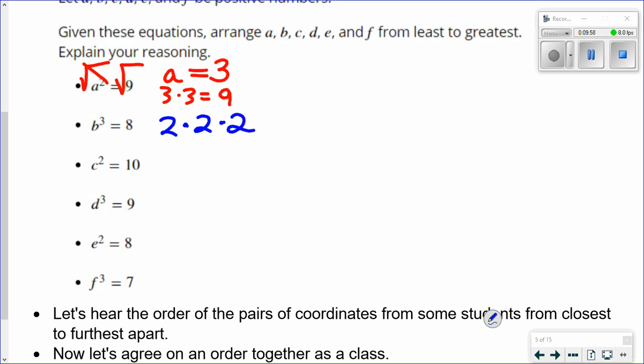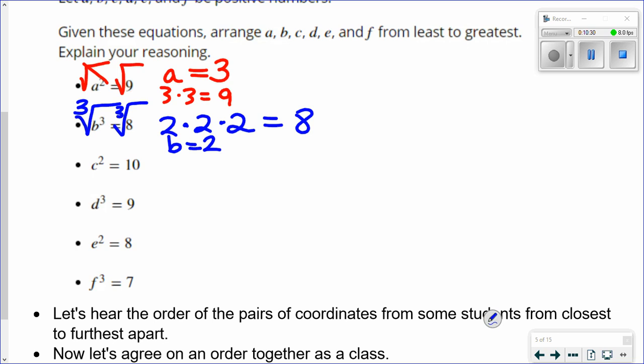Well, I know 2 times 2 is 4, and 4 times 2 gives me 8. So therefore, b must be 2. Another way of looking at this is in terms of cube roots. So in the previous example, we did the square root of a because it was being squared. To undo a cubed sign, I use something called the cube root. So I'm taking the cube root of 8, which is literally 2.